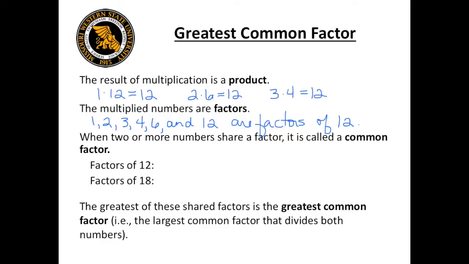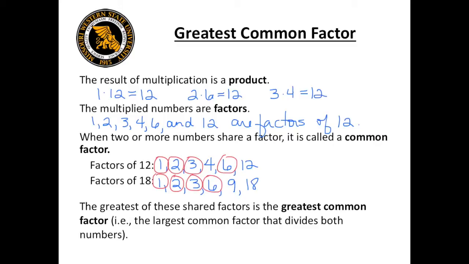Consider the numbers 12 and 18. We saw above that the factors of 12 are 1, 2, 3, 4, 6, and 12. The factors of 18 are 1, 2, 3, 6, 9, and 18. Notice that the two numbers have several common factors. 1, 2, 3, and 6 are all common factors.